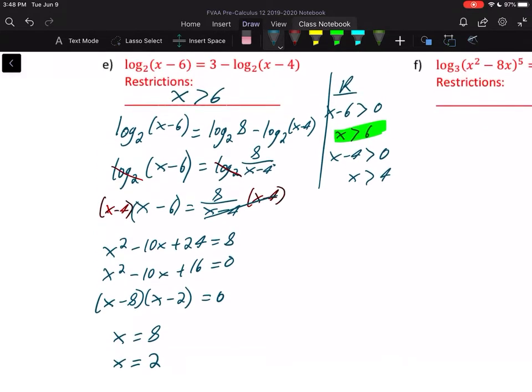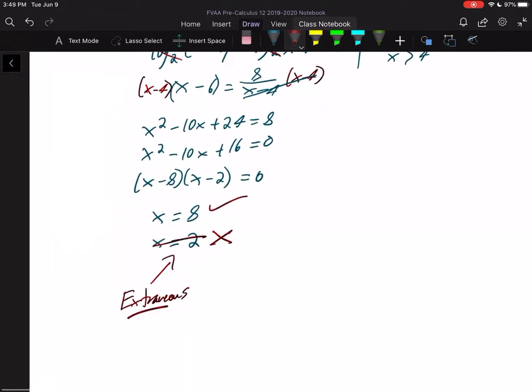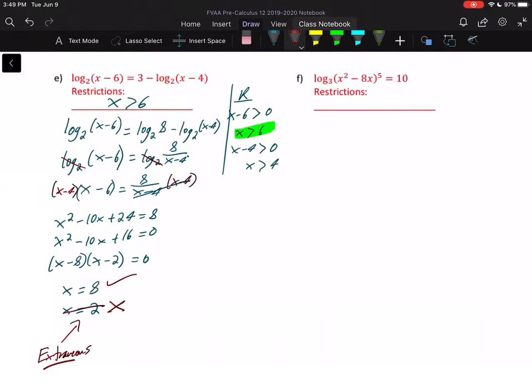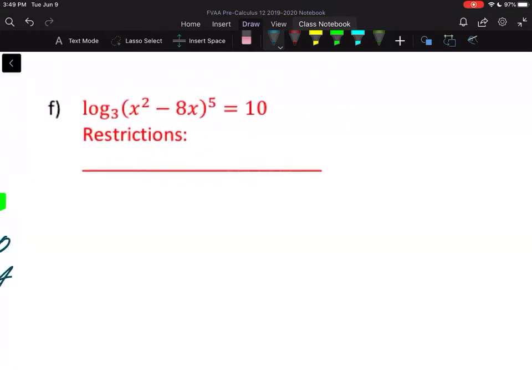Do one or two of these solutions fit our restriction of x must be greater than 6? X is equal to 8 is greater than 6, so that one's good. But x is equal to 2 is not greater than 6, and so this is extraneous. Okay? All right, hopefully that makes more sense now that we're looking at these types of problems. Let's try another example problem here.